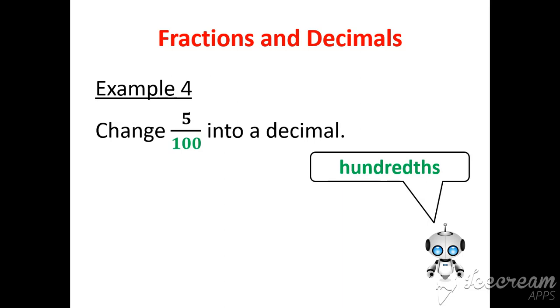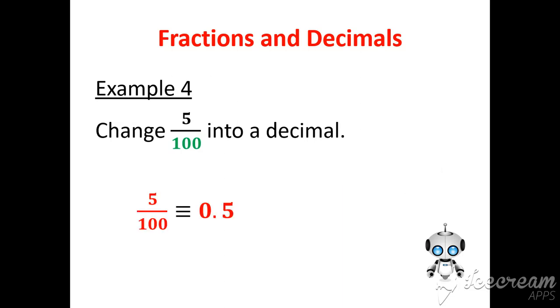Well, this is hundredths. So if I write down 0.5, notice that's my tenths column. And I don't want tenths, I want hundredths. So sadly, this is not right. But if I write down 0.05, this is my tenths, this is my hundredths. That's what I want, 5 hundredths. So yes, tick, that's the right answer, 0.05. Hey, by the way, if the question said change 15 over 100 into a decimal, you just write down 0.15 instead of 0.05.